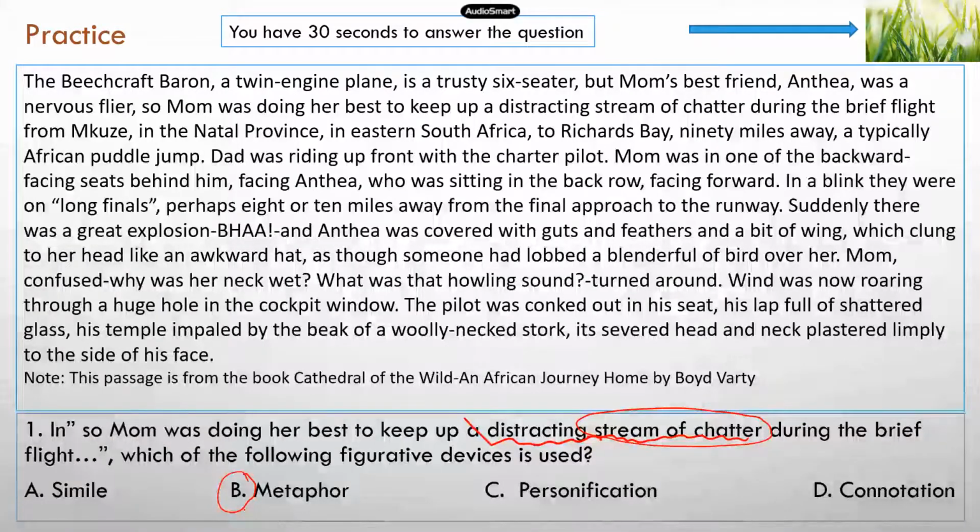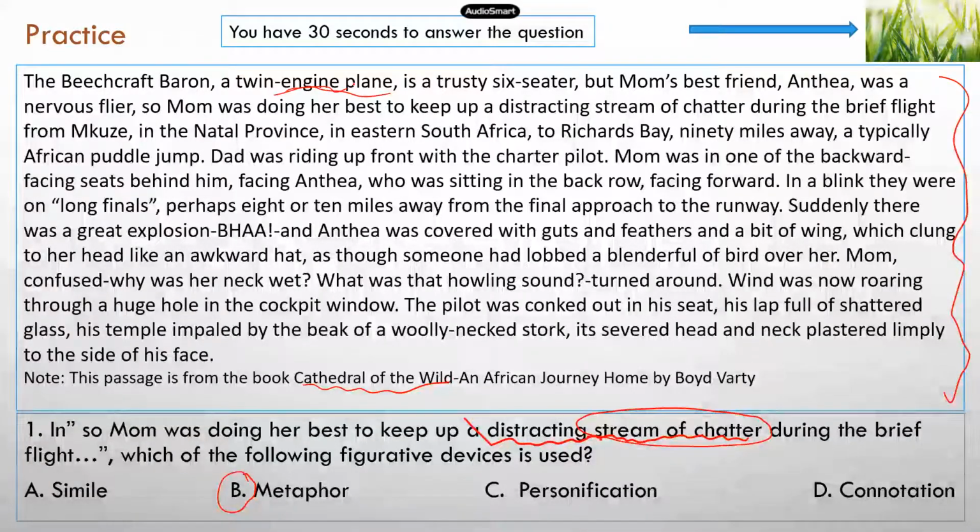It's from the book Cathedral of the Wild. I like the book because it describes all kinds of adventures that the author had. It's very interesting. So in this paragraph, the author described an accident that he and his parents had when he was young. So they were in a two-engine plane. They were flying to a nearby destination, but during the flight, something happened, right?